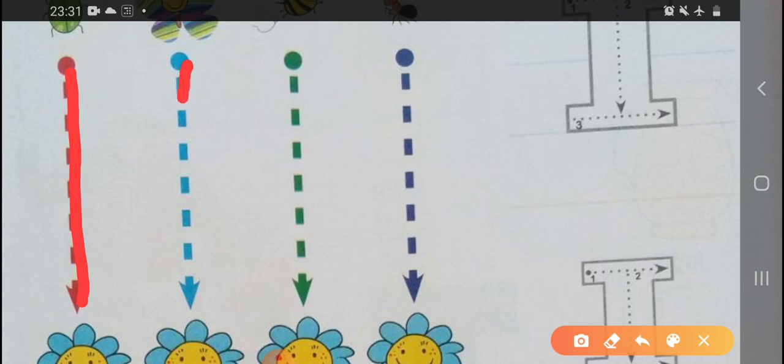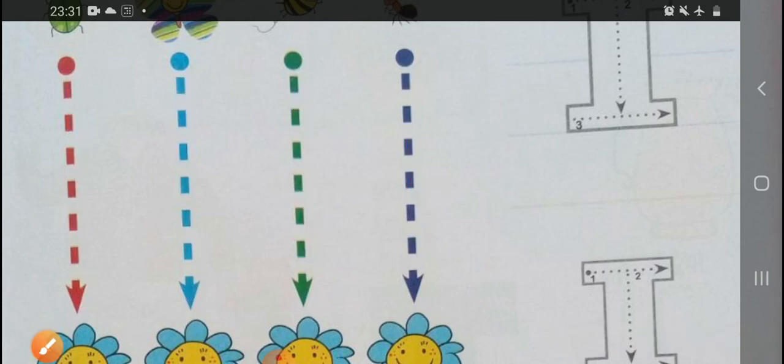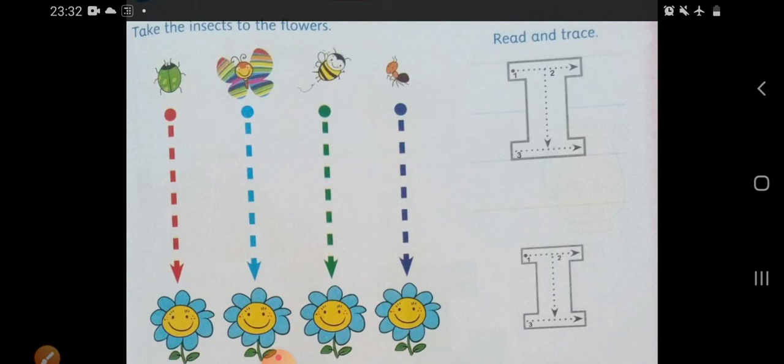Yes, and this butterfly is also going to this flower, letter I. Yes, this honeybee is also going to this flower, letter I. And an ant is also moving down to the flower, letter I. Okay, this is letter I. So you have to join the dots. Okay, children.